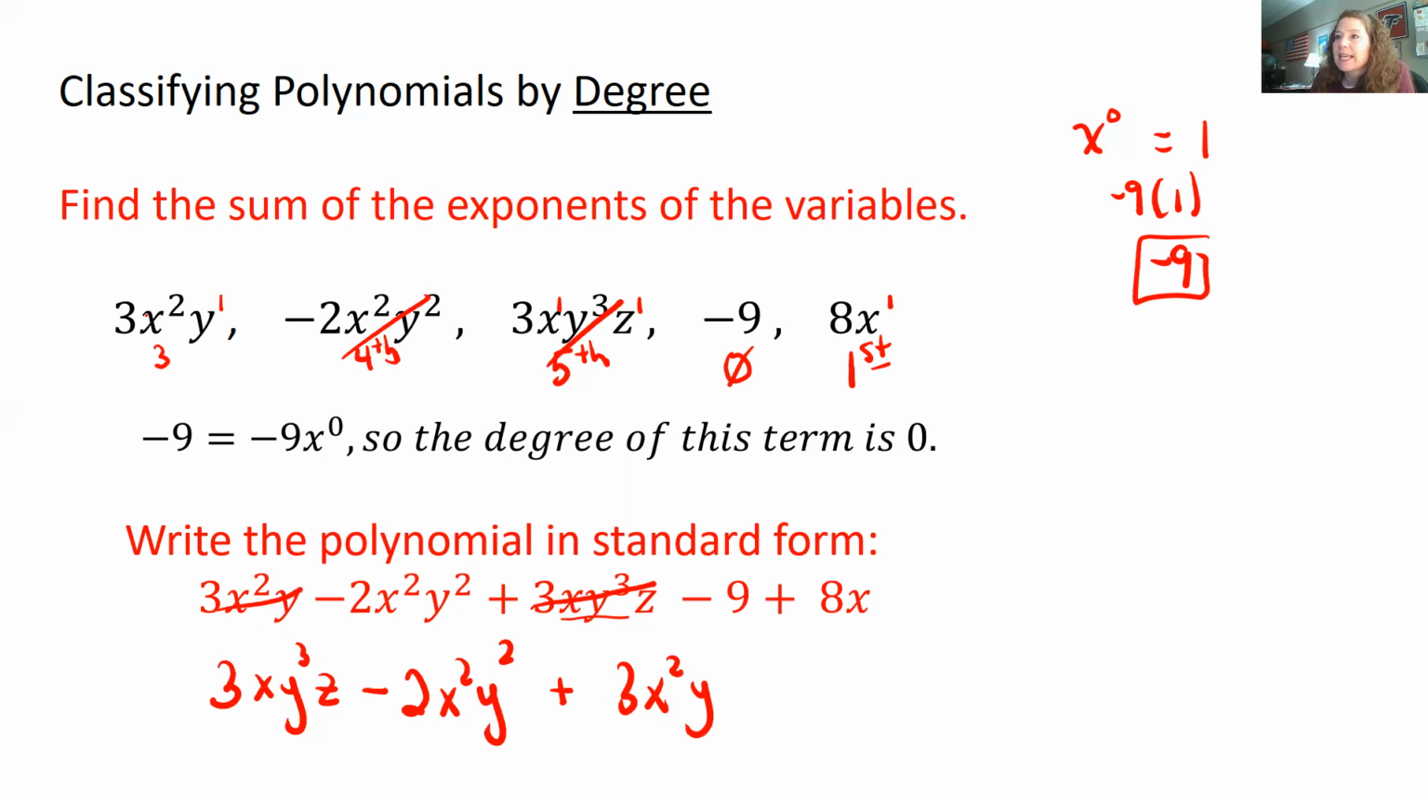And then we don't have a 2nd degree. So then the 1st degree would be plus 8x. And then last place, the 0 degree would be minus 9. So we have written that polynomial in standard form. So basically you list them from greatest to least according to the degree.